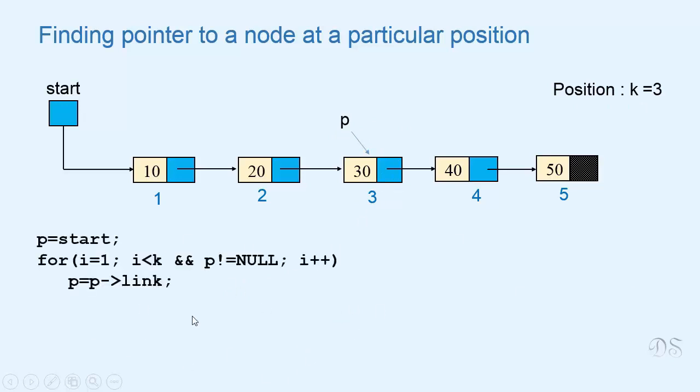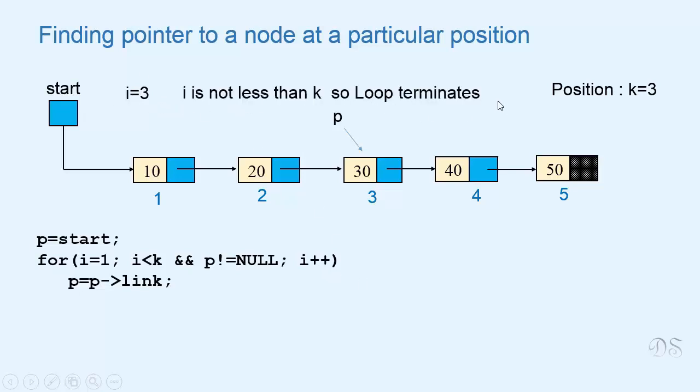This is the code that will give us this pointer. Let's see how this code works. Now initially p is start and I is 1. Now I is less than k and p is not equal to null, so p is moved forward. Then I is incremented. Now again I is less than k and p is not equal to null, so p is moved forward and I is incremented. Now I is equal to 3. So this loop terminates. And we can see that when this loop is terminating, p is pointing to the node at the kth position.